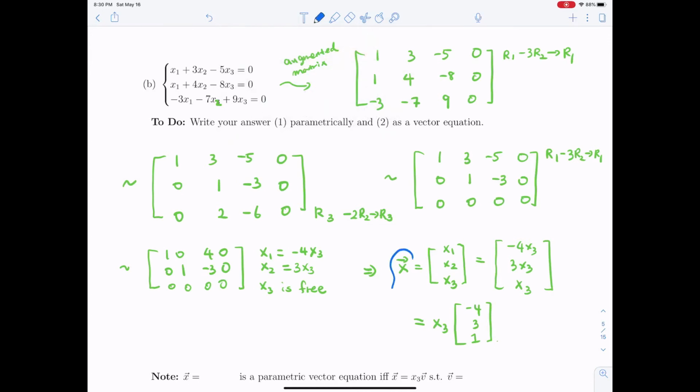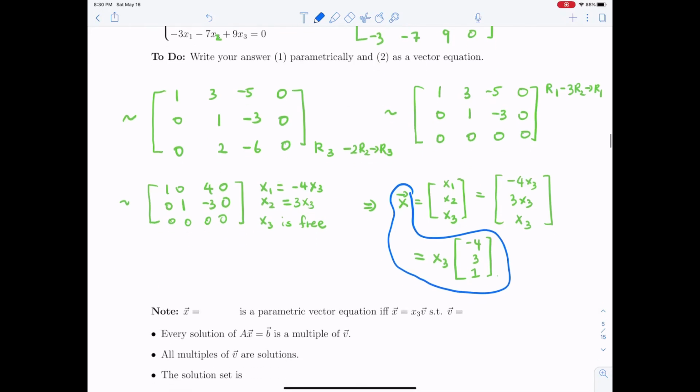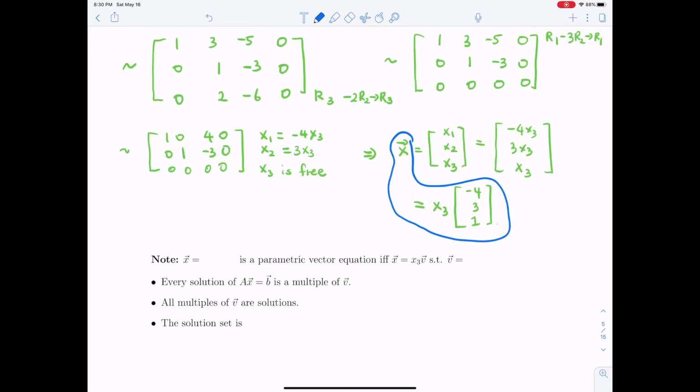So we call this a parametric vector equation, and it is parametrized by x3. What I mean is the answer is a parametric vector equation if and only if the solution is a multiplication of a variable and a constant vector. And in this problem, our v is just negative 4, 3, and 1.